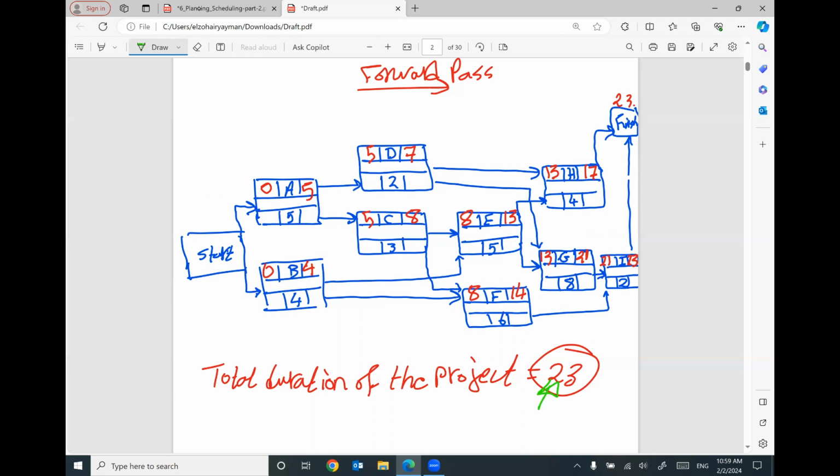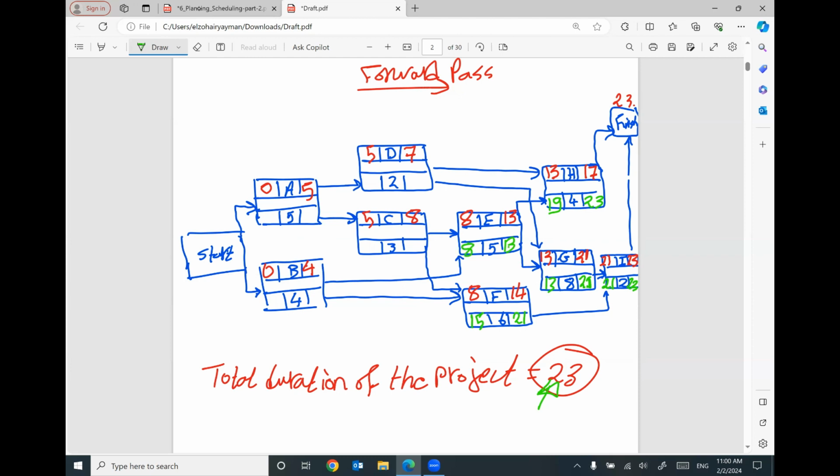So I will start here with the late finish for these last activities, 23 and 23. 23 minus 2 will be 21. 23 minus 4 will be 19. This 21 will be the same here, 21, and the same here, 21. 21 minus 8 will be 13. 21 minus 6 will be 15. For activity E, we have two arrows coming back, one with 13, one with 19. I'm going to use 13 minus 5 will be 8.